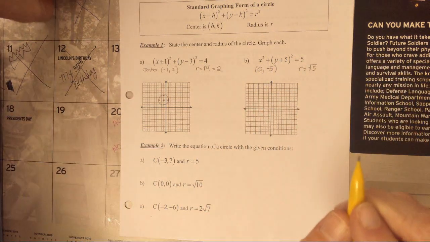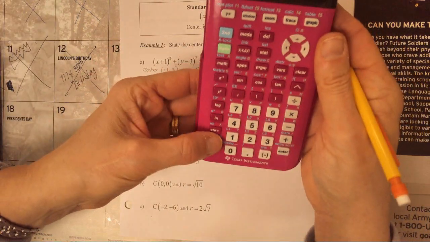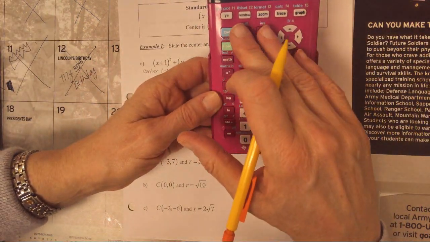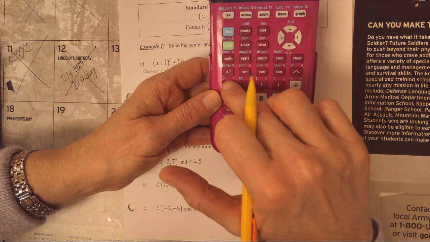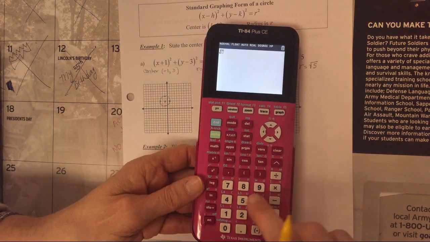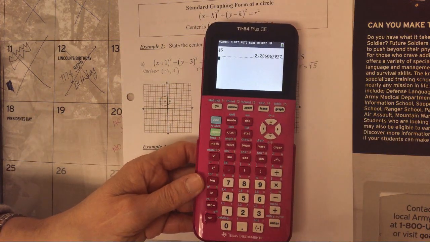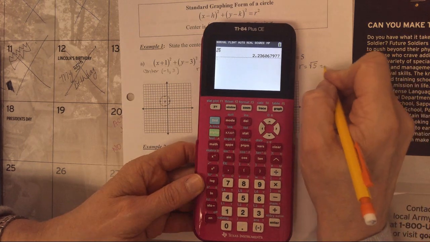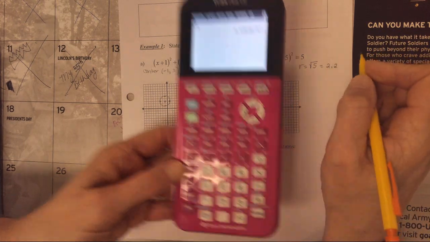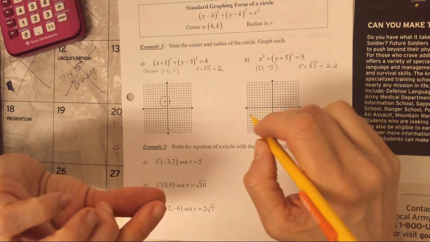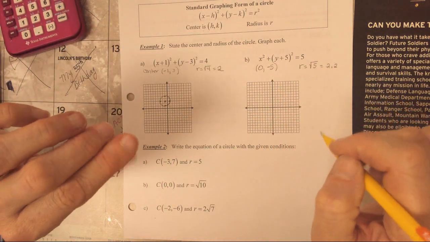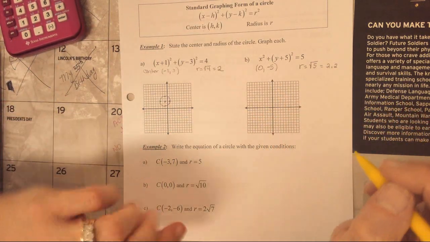Well, that's not a perfect square, so let's get our calculator out so we can approximate what the square root of 5 is. So second, square root, 5. So that's 2.2 approximately. So that when we are moving right, left, up, and down, we will be going about 2.2 units away.